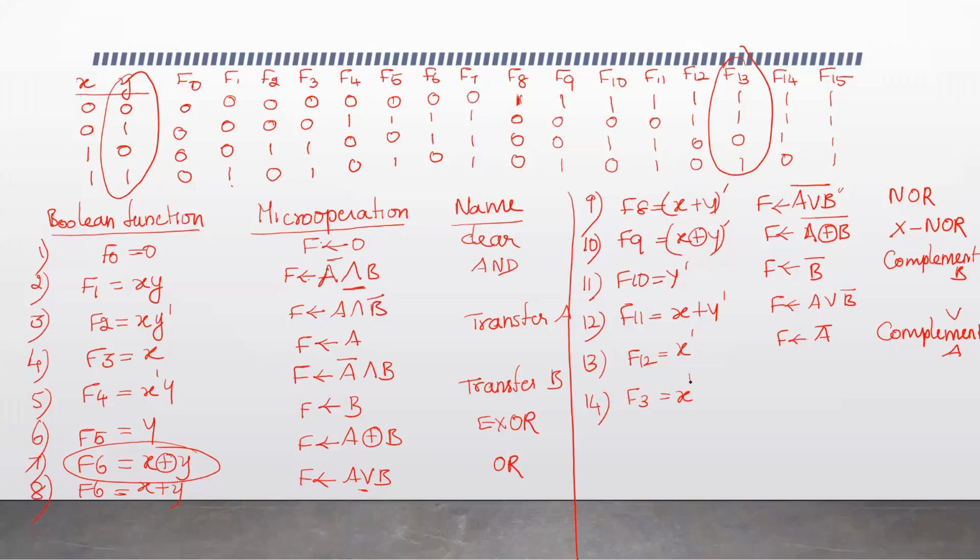It is X complement or Y. When you complement the bits of X and perform an OR operation with Y, you get 1101. X complement is 1100 and Y is 0101. So when we perform OR, it is 1101. So this is F13. The operation is X complement or Y. The microoperation is A complement or B.